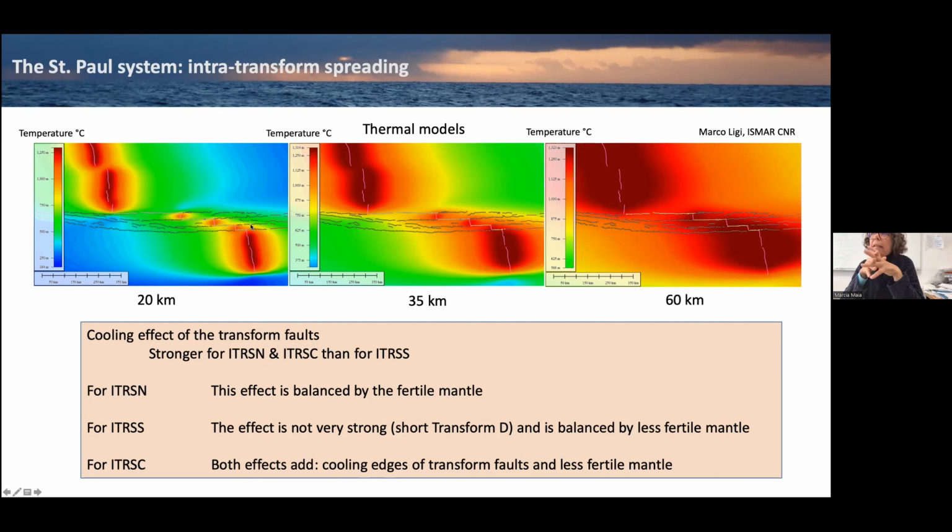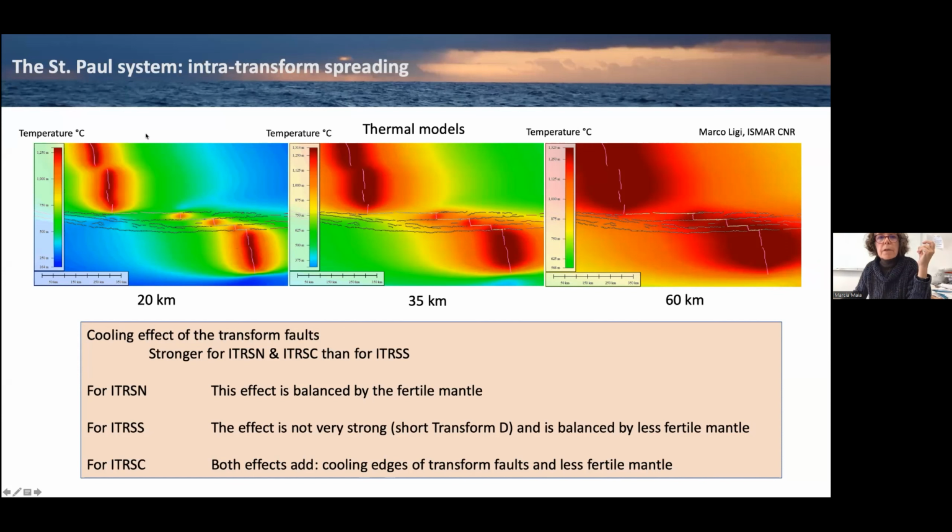However, in the central segment, which appears to have very little magmatic spreading, we do see these symmetrical peridotite ridges on both flanks of the ridge, and we don't see that much gabbro. We think that what is happening there is the accumulated effect of the transform offsets that are still quite large and induce a cooling of the segment, and the fact that we have less fertile mantle feeding this ridge segment.